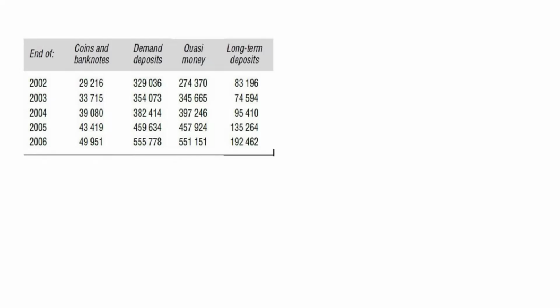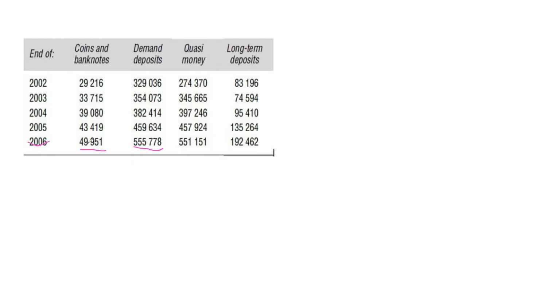Okay, so we're calculating M1, M2, and M3, and we are going to look at 2006. To calculate M1, you're just going to say 49,951 plus 555,778. You're going to get 605,729.